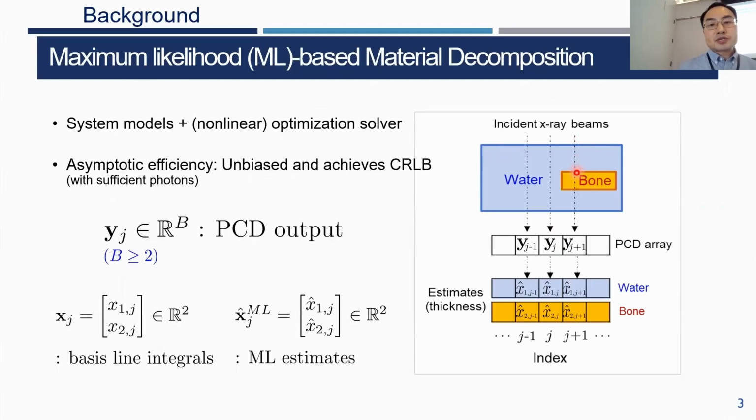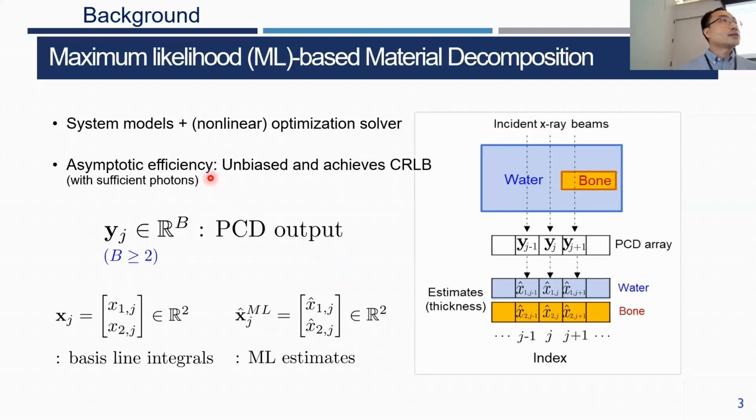So the transmitted X-ray beams hit the photon counting detector, and each PCD pixel gives output photon counts, the vector Y. And here the dimension B is the number of energy bins. So the example of material decomposition is to estimate basis line integrals, such as water and bone thicknesses, for each pixel in sinogram domain. So I use symbol X for basis line integrals and J for sinogram index.